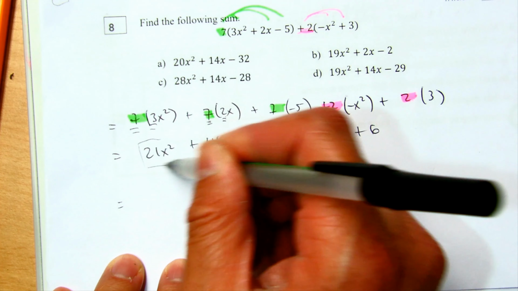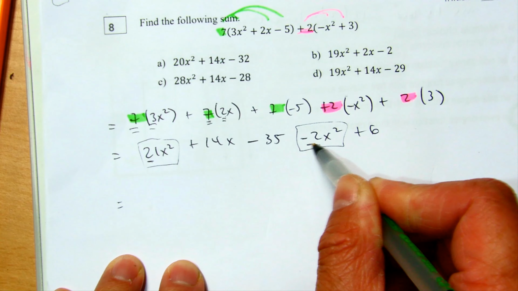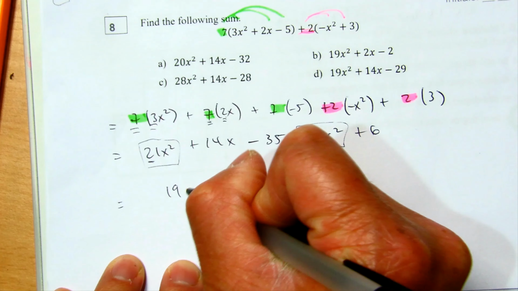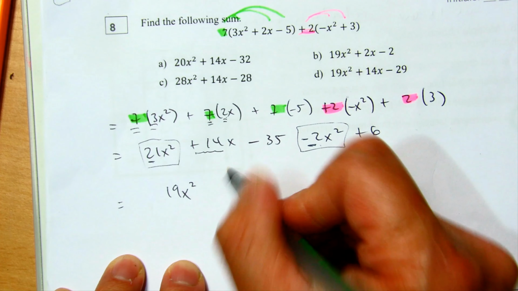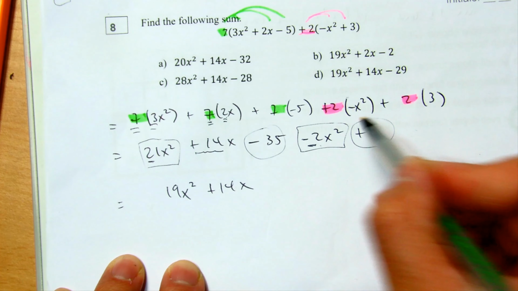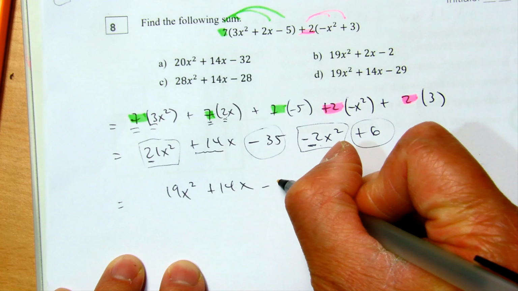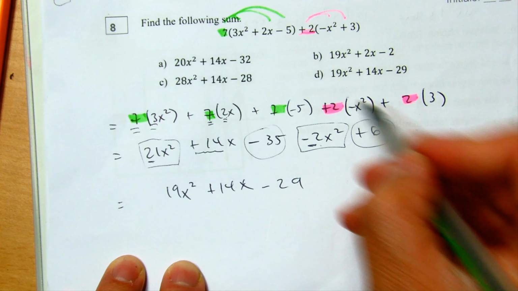Let's find like terms. I'll use shapes. Those have x squared. So again, I'm just going to look at the numbers in front. That would be a 19x squared. Nothing there. 14x. And then that will become a -29. And that would be choice D.